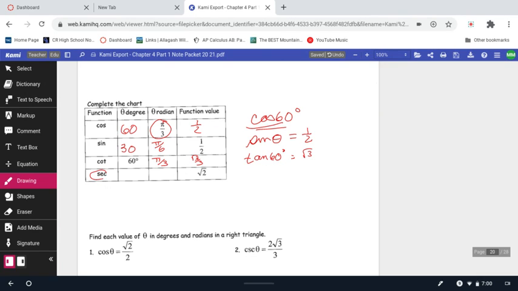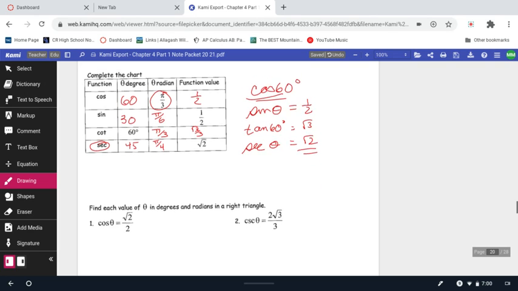All right, and then this one is the secant of some angle is root 2. And hopefully you're going to get the hang of looking at that and go, oh, that's 45 degrees. So we get 45 or pi over 4. Okay?